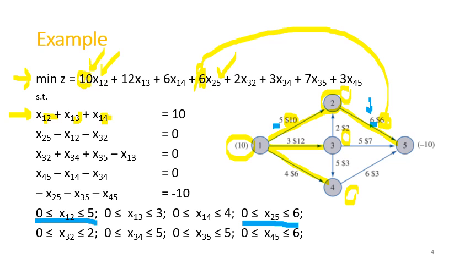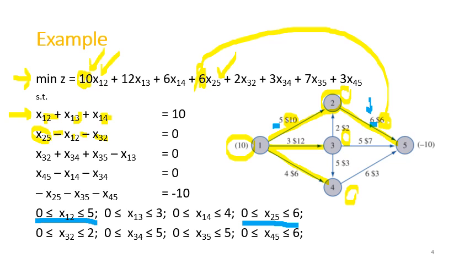The outgoing flow from node 2 is 2 to 5, so it is positive. And then the incoming is from 1 to 2 and from 3 to 2. Those are negative in signs because incoming has a negative sign and then outgoing has a positive sign.